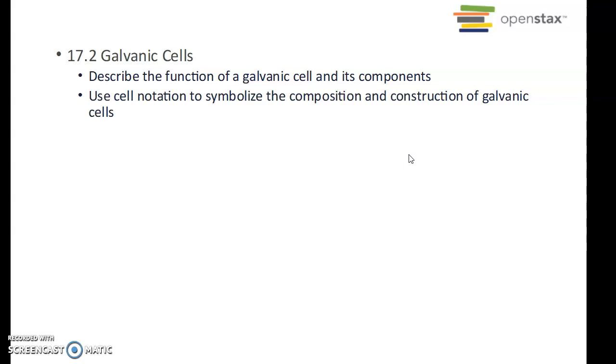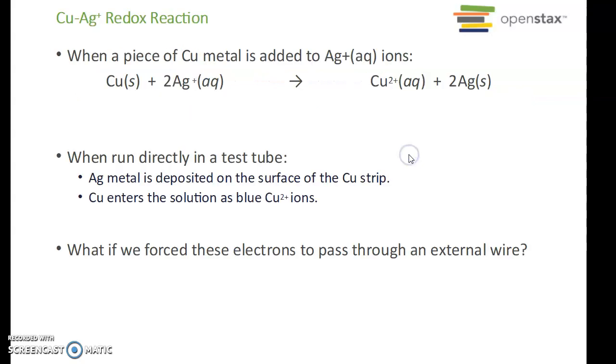This is going to describe the function of a galvanic cell and how we use cell notation to symbolize the composition and construction of a galvanic cell. If you galvanize something, essentially you are covering it with a plate of something, right? And we'll cover the silver plating of silverware later on in the chapter. But that's the general idea.